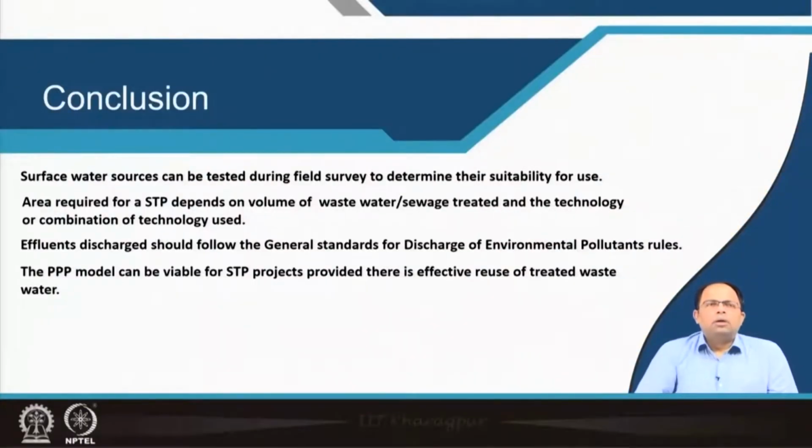So, to conclude, surface water sources can be tested during field survey to determine the suitability for use. The area required for an STP depends on the volume of wastewater or sewage treated and the technology or combination of technologies used. Effluent discharge should follow the general standards for discharge of environmental pollutants rules, and the PPP model can be viable for STP projects provided there is effective reuse of treated wastewater.